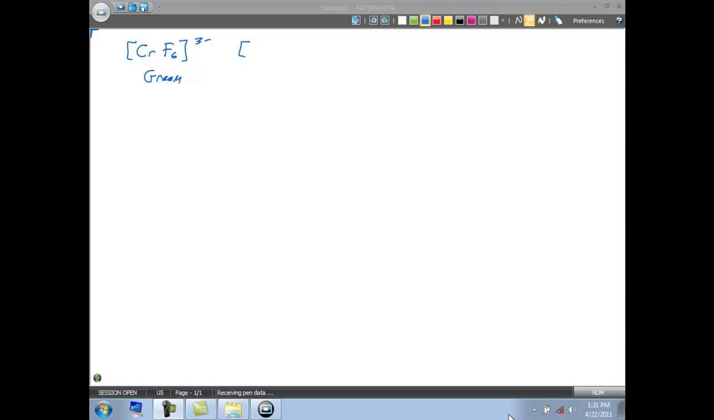If we also look at Cr(H2O)6, this complex has a 3+ charge, and it's violet. We can continue to change the ligand and make this chromium complex with 6 ammonia ligands. Again, this is going to be 3+, and the color we see to our eyes is yellow.